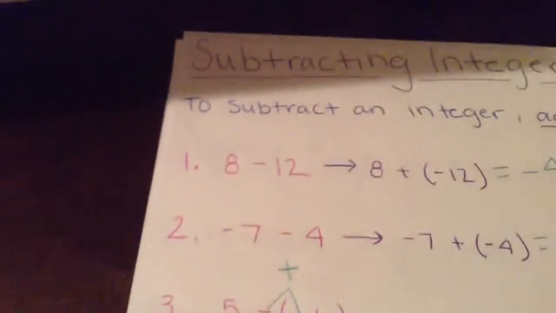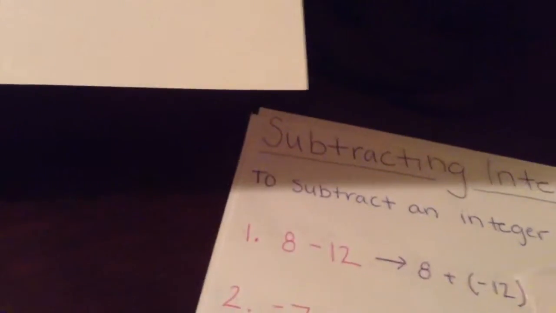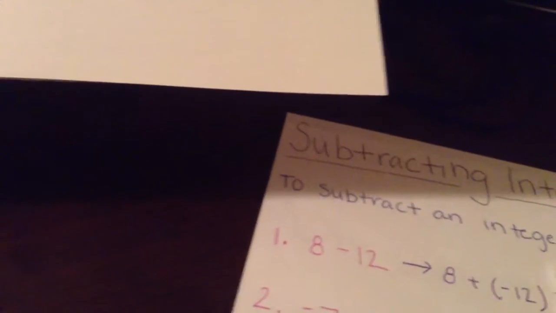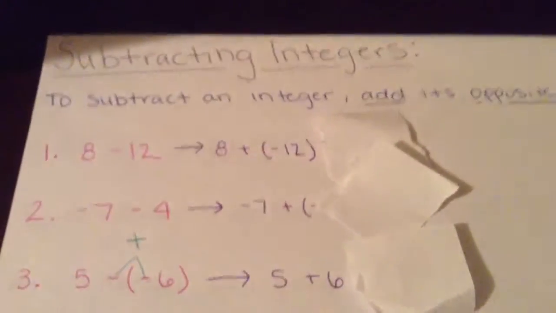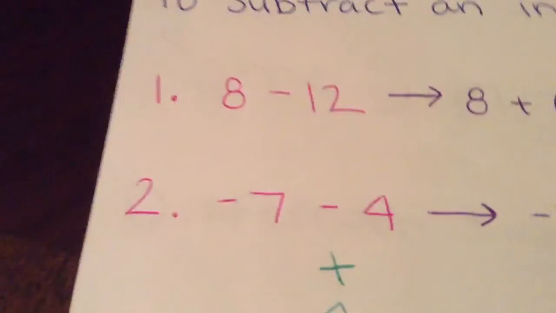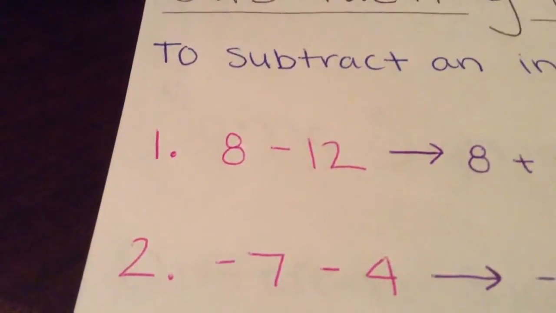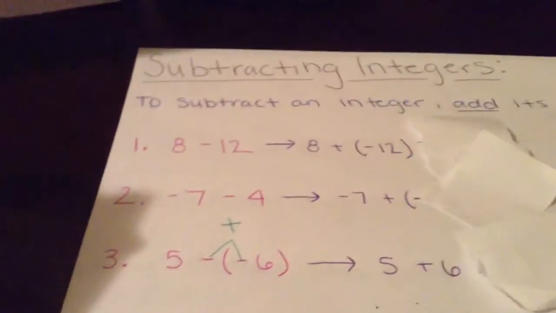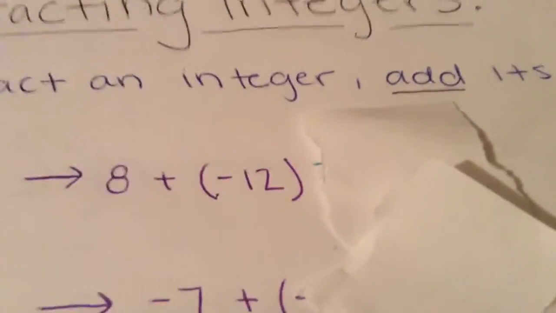Now we're moving on to subtracting integers. Let's put our little things there so we can go over what each problem is going to be. To subtract an integer, add its opposite. Okay, when you're looking right now at it, we have an 8 take away 12. Okay, that looks a little confusing, right? But now this looks kind of more like what we've been doing.